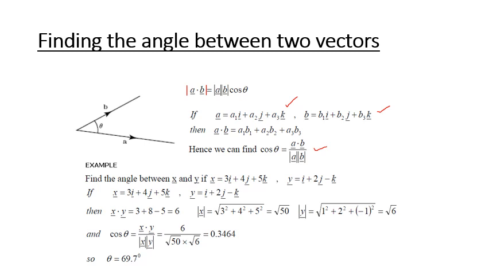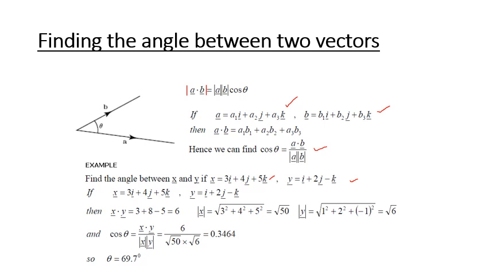Imagine this is your vector 1: x equals 3i plus 4j plus 5k. This is your first vector. Similarly, you have a second vector y equals i plus 2j minus k. How do we find theta between these two vectors? Let us see what x dot y is, the dot product.